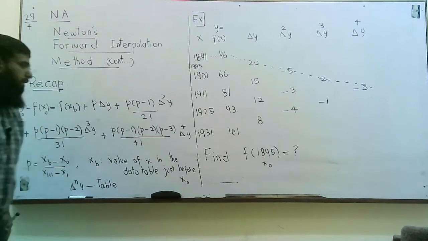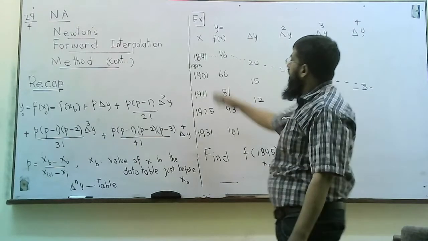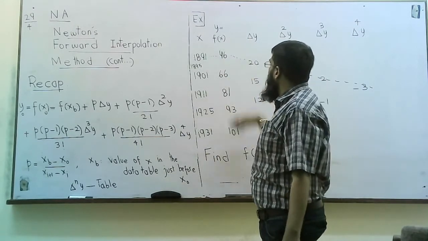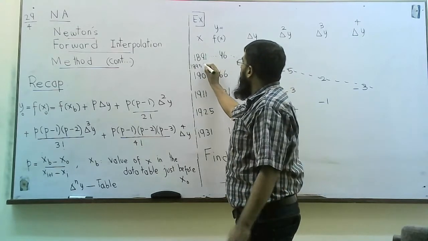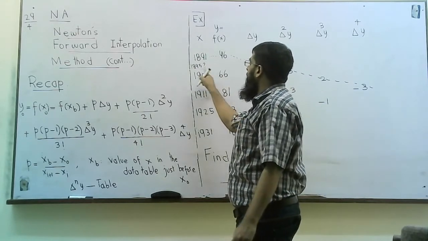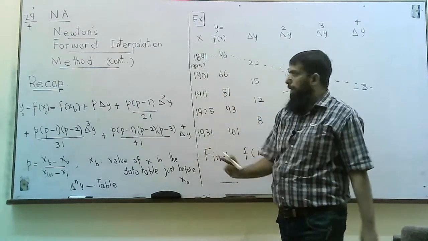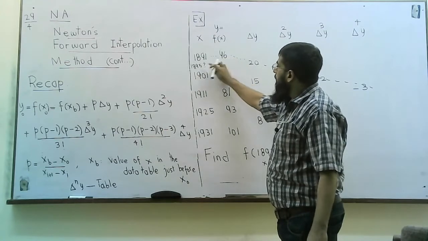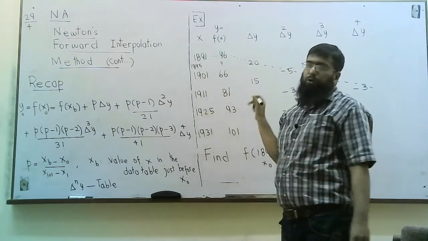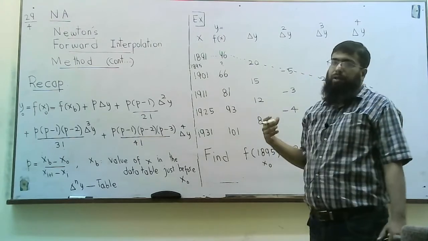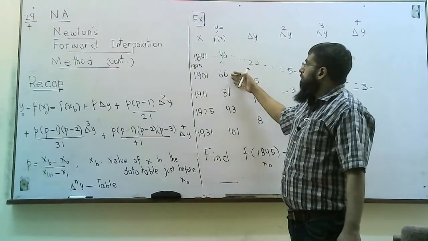We are given a data table in which we are given x and y, which is f of x, and we are supposed to find the value of y for an x that lies in between any two given values of x. So we have to find this y. Given this x, we have to find the corresponding y. This is what we call interpolation, the value of y that lies in between two given values of y in the table.